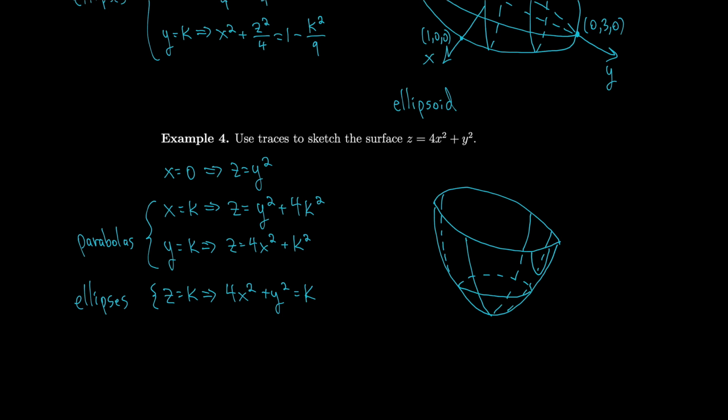So how about I put my z-axis right over here. And then I can put my y-axis over here and my x-axis over there. And here's the origin. And we call this an elliptic paraboloid. It's like a cross between a parabola and an ellipse, but also 3D.